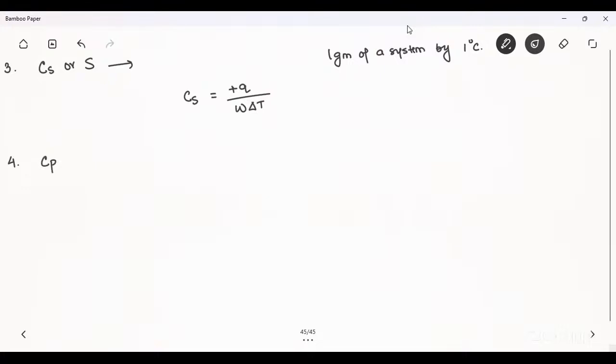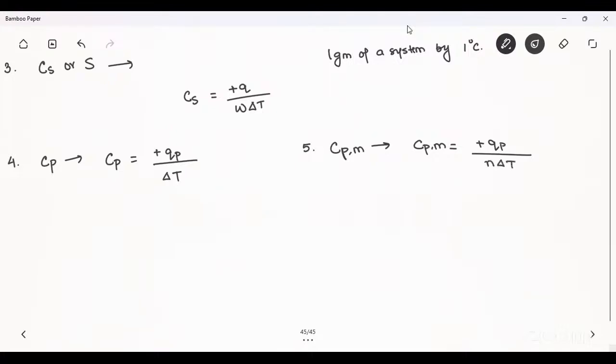CP is heat capacity at a constant pressure. CP is written as CP is equal to plus QP divided by delta T. And CPM is molar heat capacity at a constant pressure. We represent CPM as plus QP divided by N delta T.